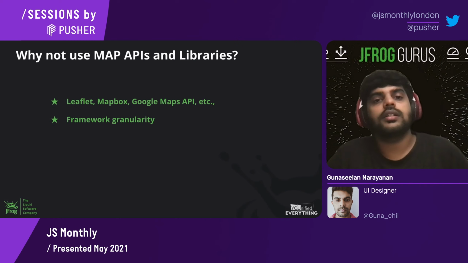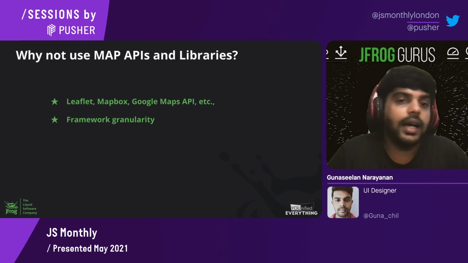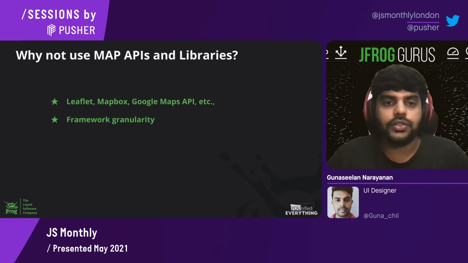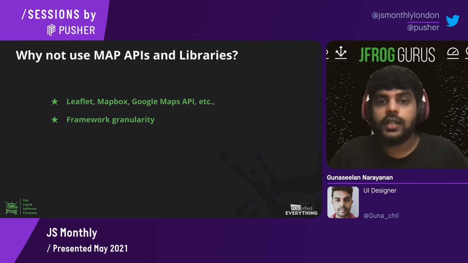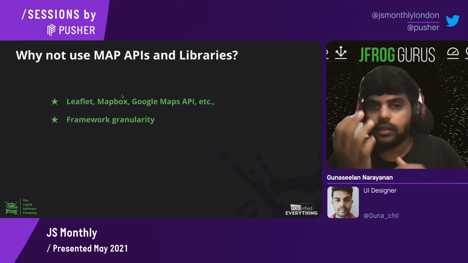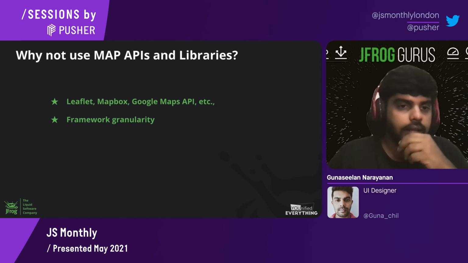The first thing is framework granularity. As you know, all these map libraries come with their own set of modules that they include. So when you have an application where you are restricted on the number of modules or how heavy your application is, you might have to consider that as well. Leaflet, Mapbox, Google API are really complicated. They use a lot of libraries along with them.